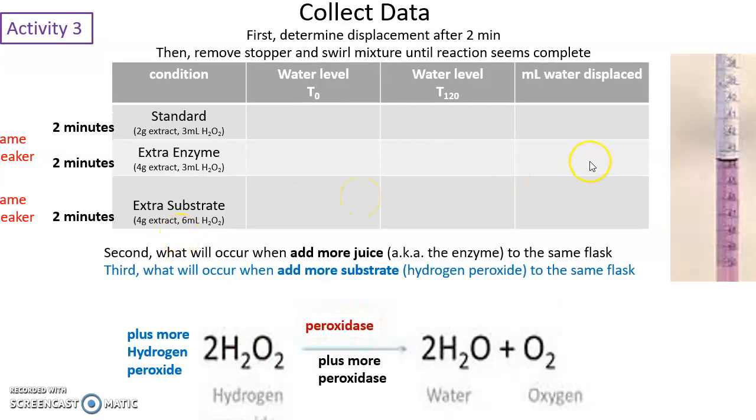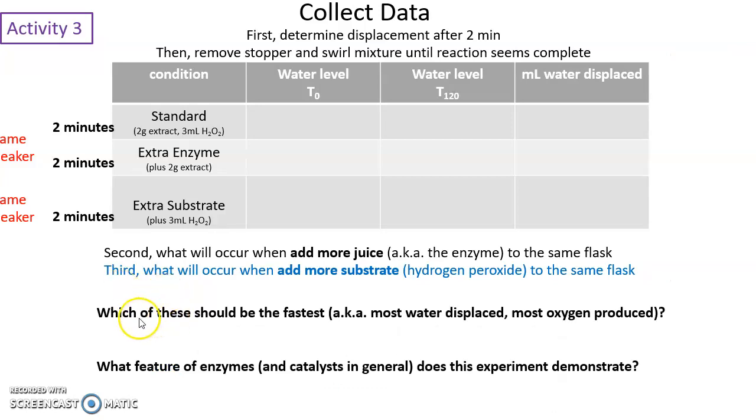And then, after that has occurred, we will add more substrate. In the exact same beaker, where we already have 4 grams of turnip juice, we will add an additional 3 mils of hydrogen peroxide, and we will compare water level at the beginning of the reaction to after 2 minutes to see how much water is displaced. So, round 3 is adding more substrate, more hydrogen peroxide to the same flask to see what happens. We'll wonder which of these will be the fastest, will have the most water displaced.